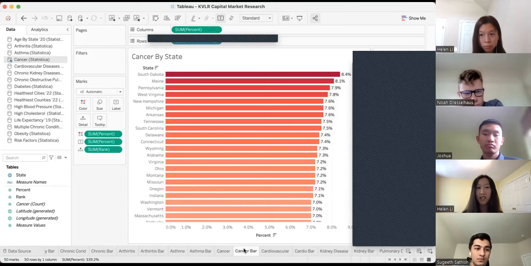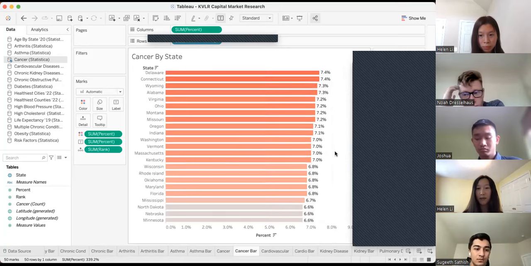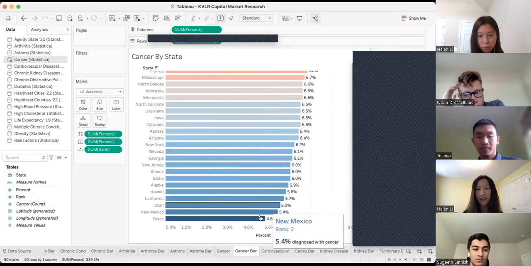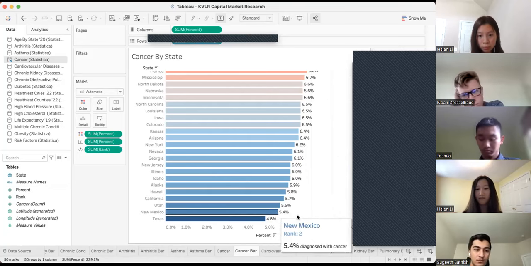And here's the bar chart that visualizes which states have the highest rates of cancer, and also at the bottom, which states have the lowest rates of cancer. So it's pretty low in states like Texas and New Mexico.